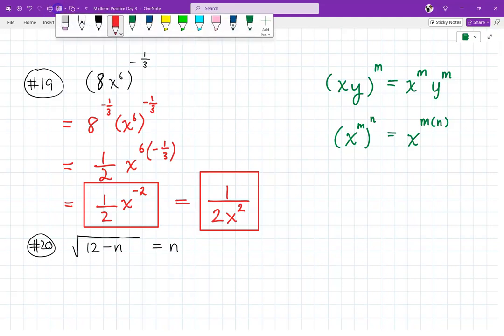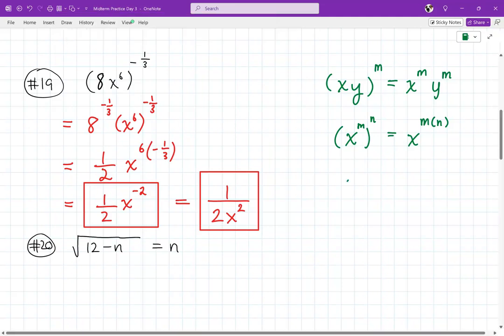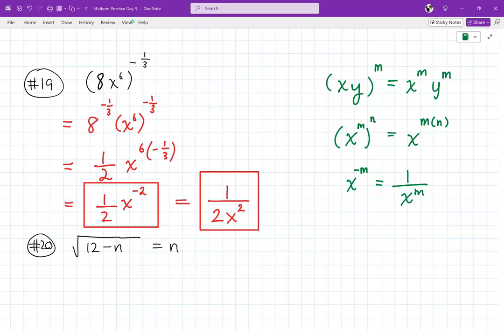That property, which again is an Algebra 1 property, basically says that x to the negative n is the same as 1 over x to the n. That's another property that you guys are supposed to know from Algebra 1. So I'll just put those here, that way you can write them out in your notes.